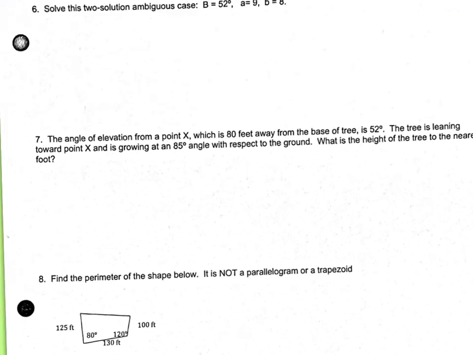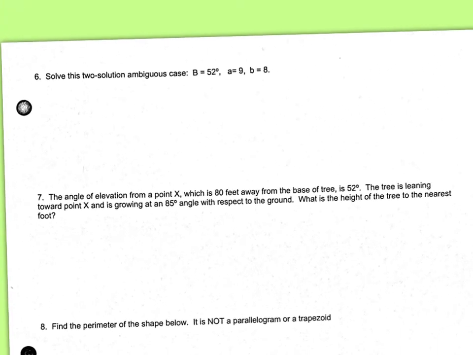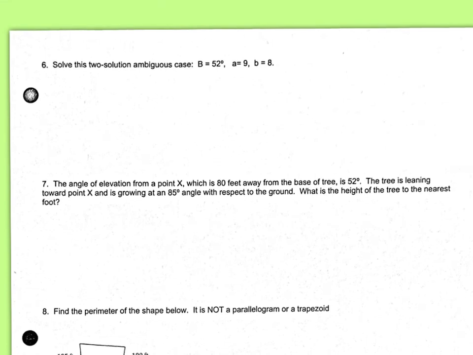On the quiz, you'll have kind of the same directions right here. Two solution ambiguous case. So remember, when you have two solutions, you have to do everything twice. So again, looks like we have angle B, side.